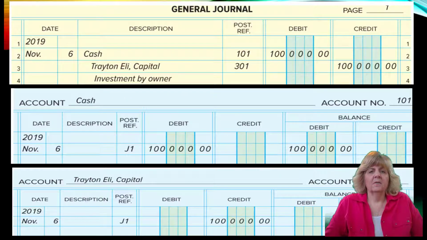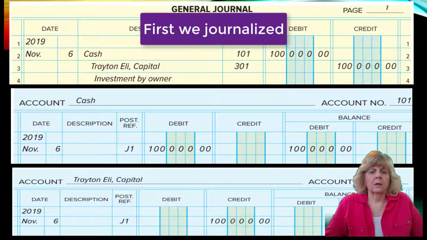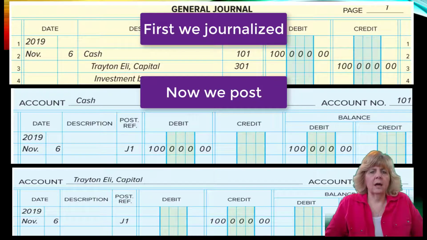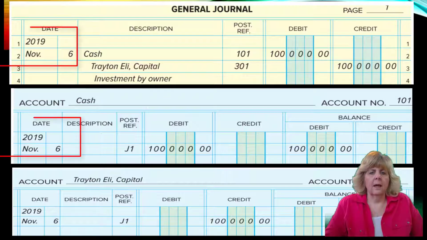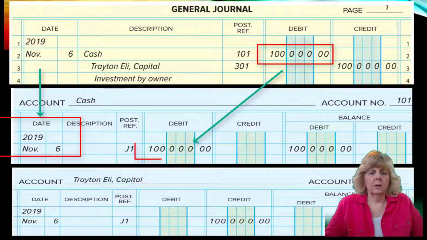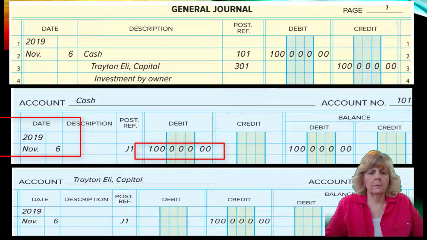In the previous video, we saw how to journalize transactions. Now we're going to see how to post those transactions to the general ledger. Remember, there is a ledger card for every account. In this case, the owner invested $100,000 into the company. First, we move over the date and the debit amount of $100,000 to the debit column of the cash account. In this case, cash is account number 101.